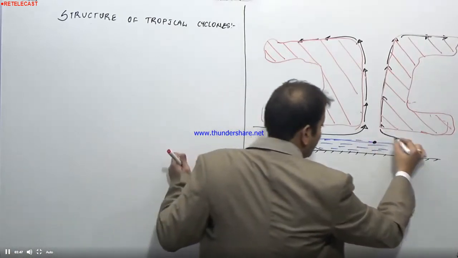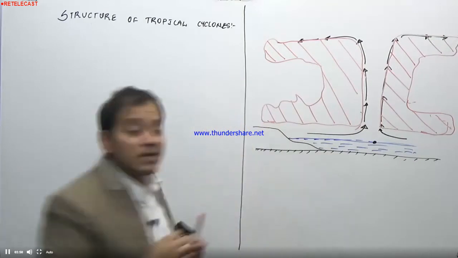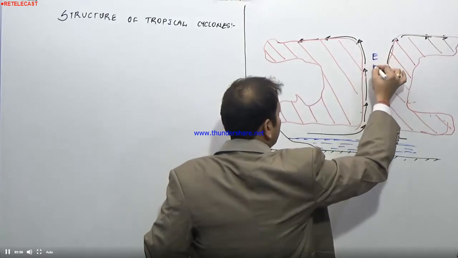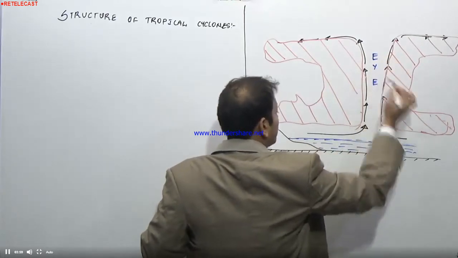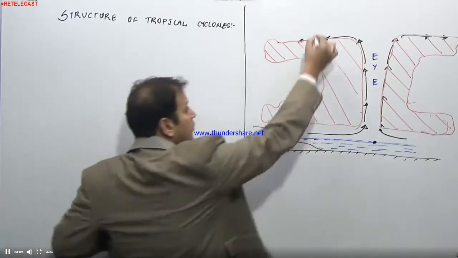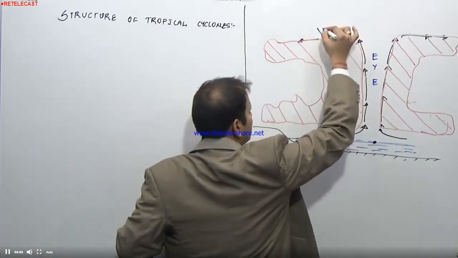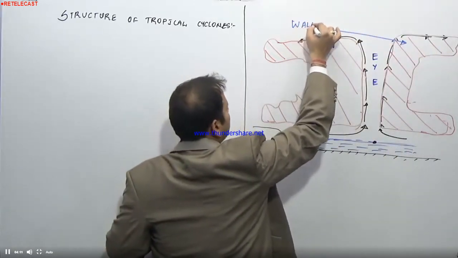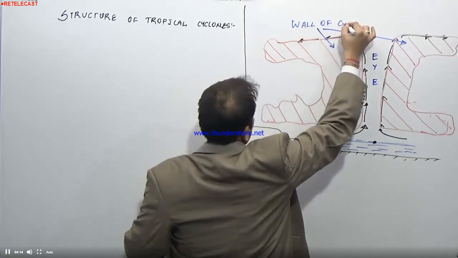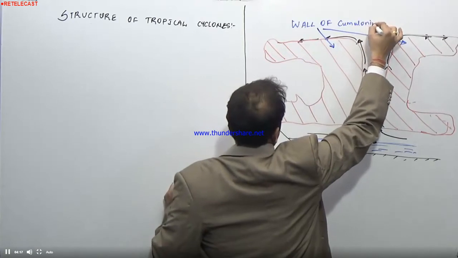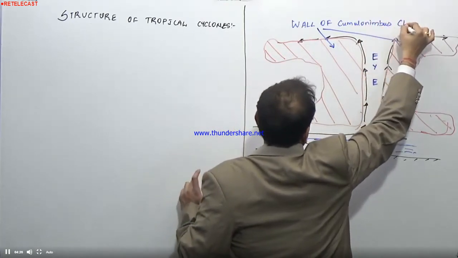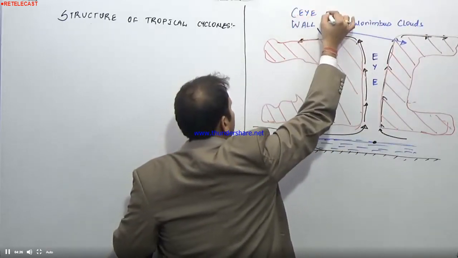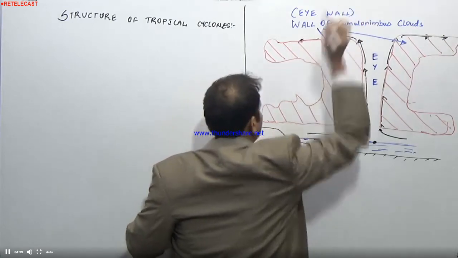There is a central part, as you can see, which is a cloudless, clear part, known as an eye of a cyclone. While the surrounding two parts, that is this wall of a cumulonimbus cloud and this wall of a cumulonimbus cloud, is known as the wall of a cumulonimbus cloud, or it is known as an eye wall.